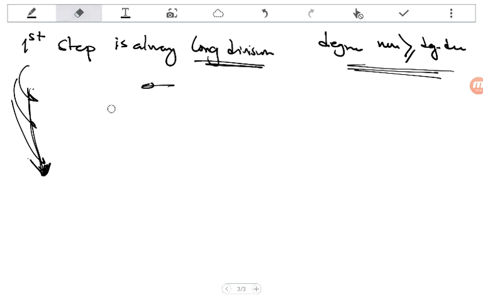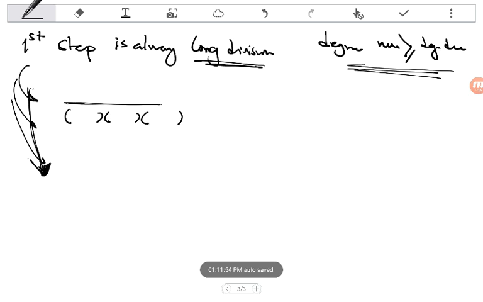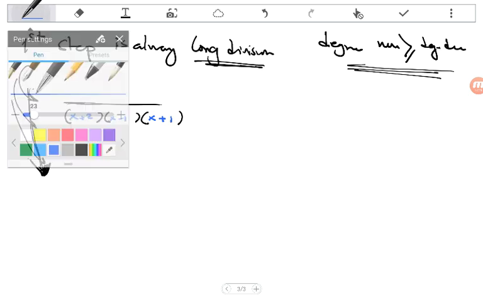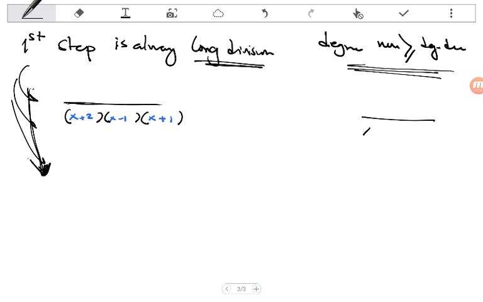What are the next steps? The next steps are to factorize the denominator to be a product of brackets. Okay? So, for example, I will have this expression x plus 2, x minus 1, x plus 1. Maybe it was something like this first. At first it was x plus 2 multiplied by x squared minus 1. And here I have x squared plus 2x plus 7.